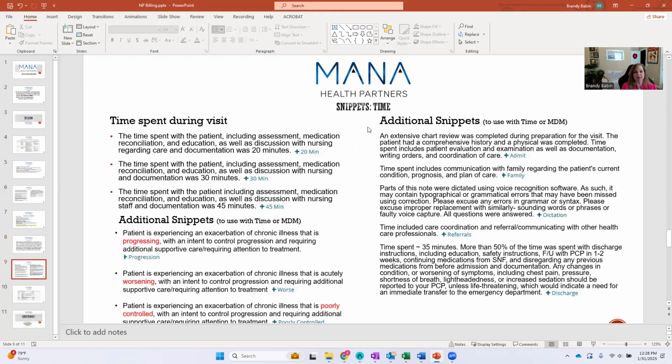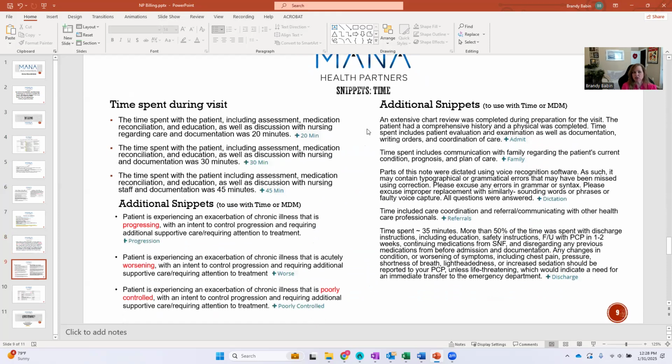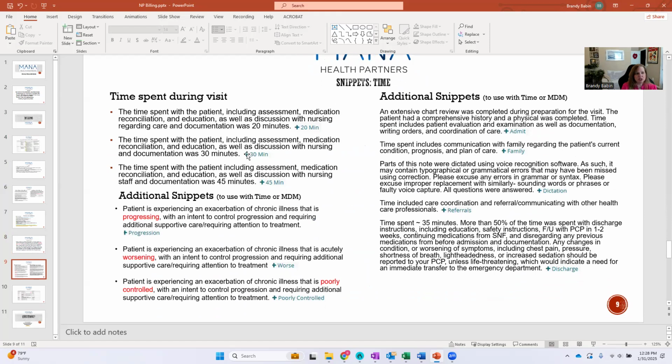There are time-based snippets, just like there were for medical decision making. So there's the 30-minute, 45-minute, you've got an admit. It's just a snippet that says that you've done an extensive chart review on them, that you've spent time with a family. If you're using any type of dictation, iDictation, Google dictation, Dragon dictation, Mobius dictation, there's just a little snippet there. If you're referring a patient out to someone, use that. That counts as time. That helps substantiate.